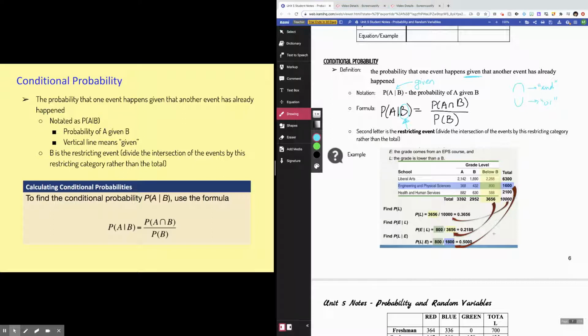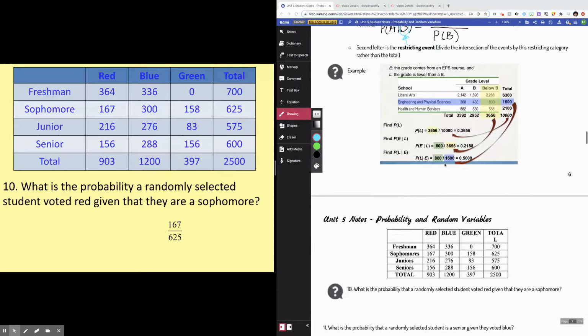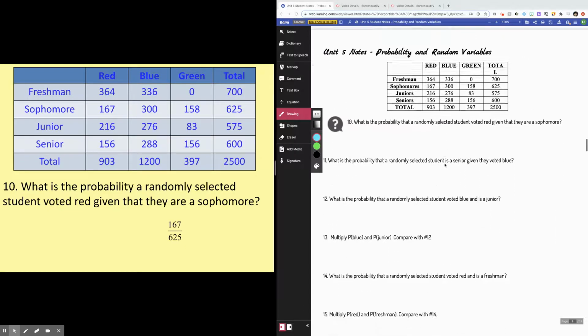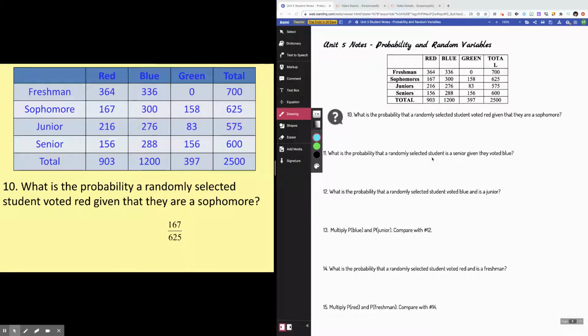There is an example in your notes that you can look at where it shows you how they isolate individual rows or columns and how the denominator will change depending on which variable is listed second, because that second variable is always the restricting event. But I think it's easier to see what happens when you can actually see it in action.